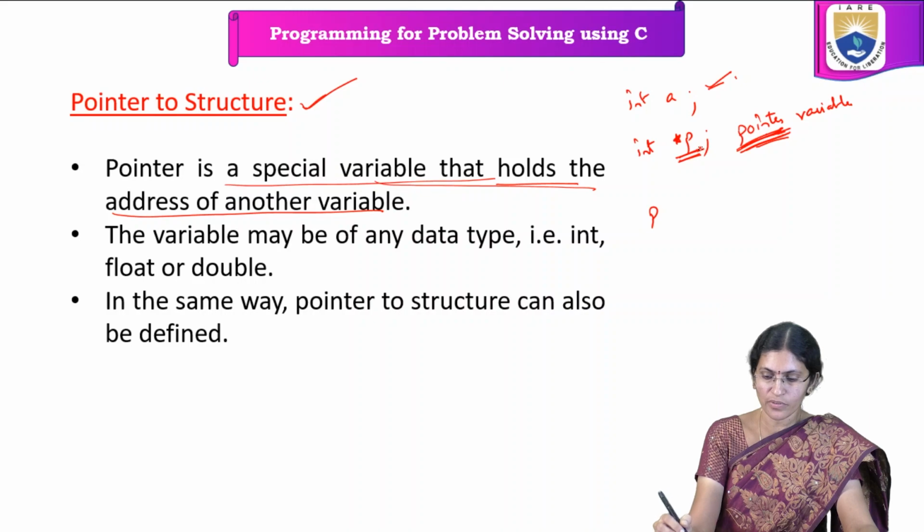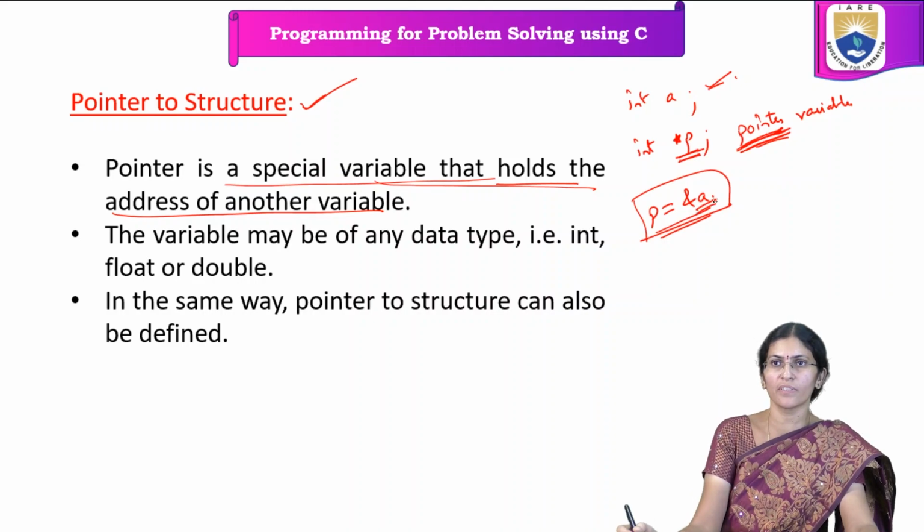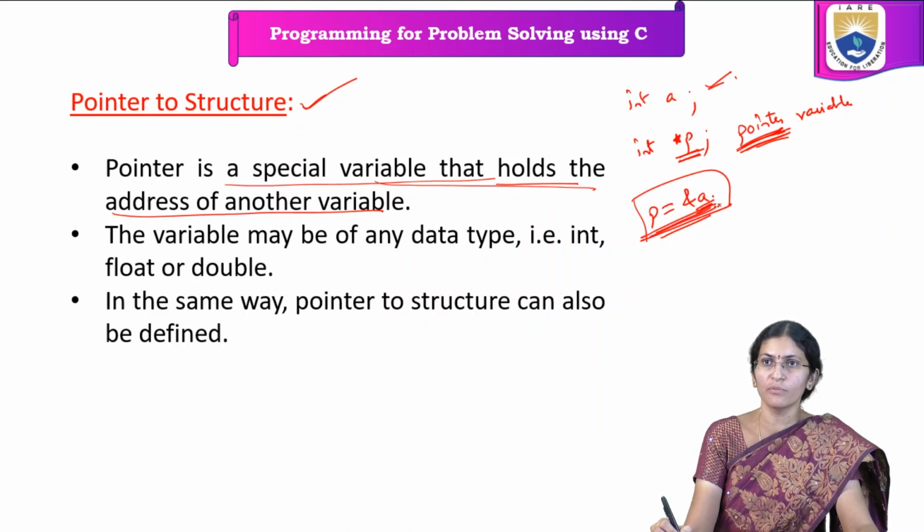In order to use this, we need to initialize this pointer variable with the address: p is equal to ampersand a. This implies that p is pointing to a. That means p contains the address which holds the value of a. In other words, we can say that p is pointing to an integer.